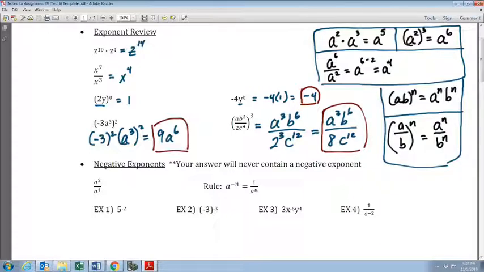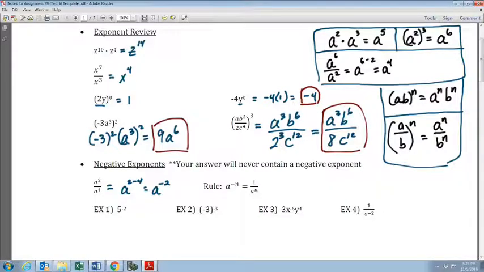Alright, let's talk now about negative exponents. Notice it says here your answer will never contain a negative exponent. So negative exponents are not allowed in your final answer. If you look at this first problem here, a squared over a to the 4th, we're going to want to use the quotient rule, and we subtract our exponents, and we get a to the negative 2 power.